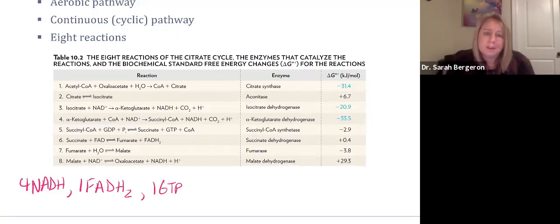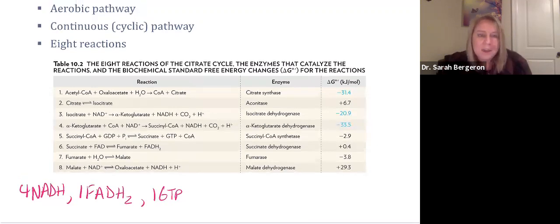But this cycle is an aerobic pathway, right? We need O2 in order to make it happen, because O2 is going to be our final electron carrier, and that's going to be really, really important to keep this cycle going. So this is a continuous cyclic cycle, right? The product of the reaction is going to become the first substrate, and we're going to keep going over and over again.